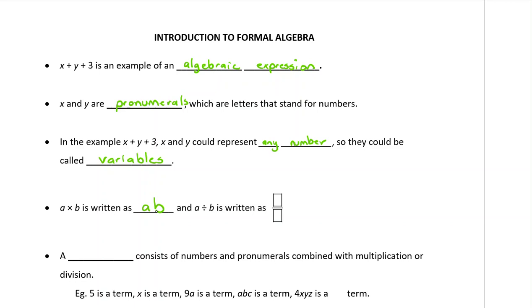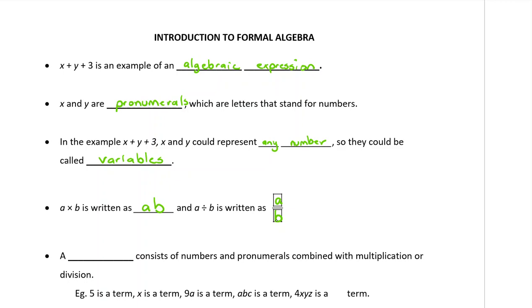Also, divide. We prefer not to write a divide sign. So instead of A divided by B, we write it as a fraction with the A on the top and the B on the bottom. So A over B means A divided by B.